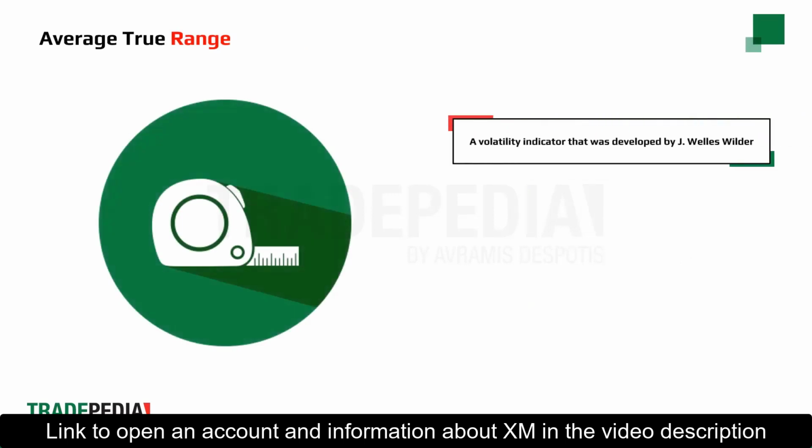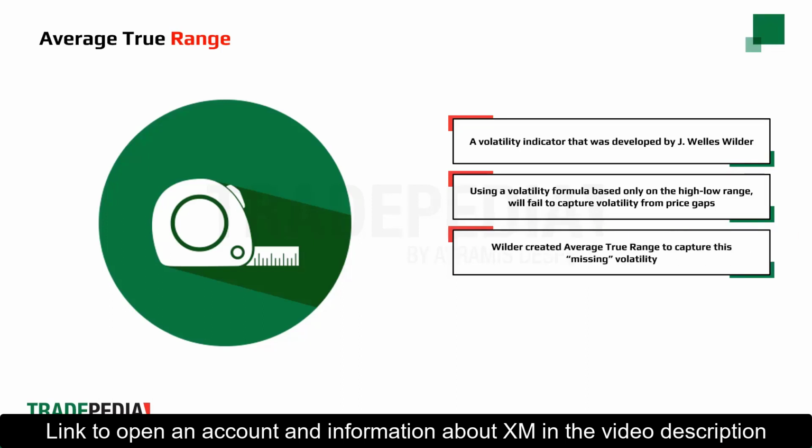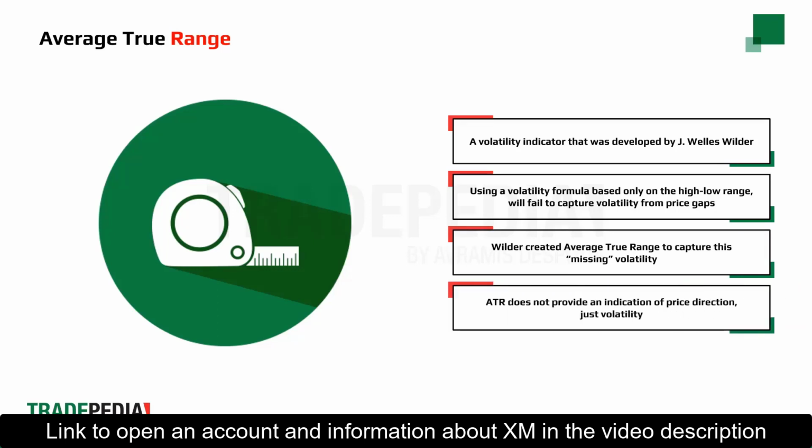Average true range is another volatility indicator that was developed by J. Wells Wilder. Using a volatility formula based only on the high-low range will fail to capture volatility from price gaps. This is why Wilder created the average true range, to capture this missing volatility. The average true range does not provide an indication of price direction, just volatility.